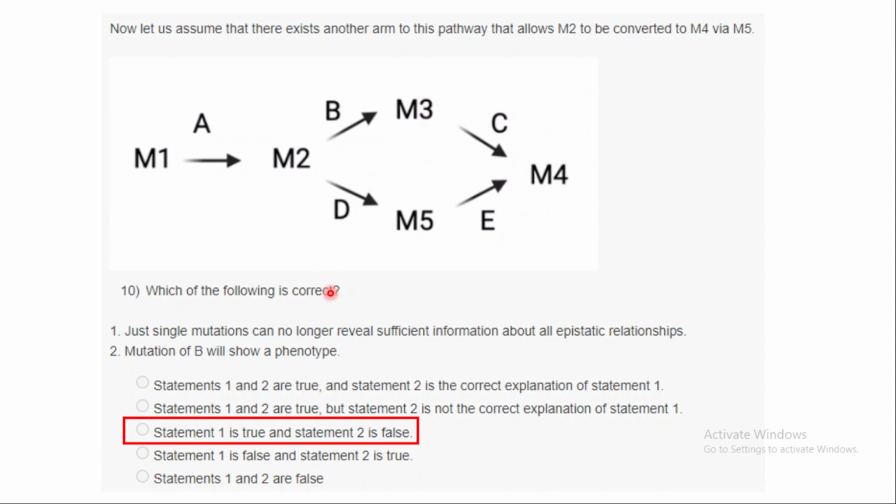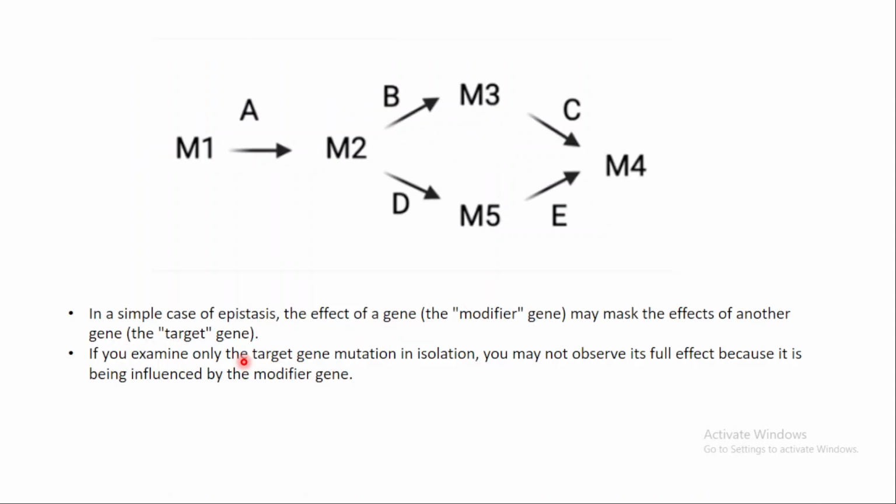So what we have here, just single mutations can no longer reveal sufficient information about all epistatic relationships. This statement is true. Mutation of B will show a phenotype is not true. So for both these statements, we refer to this figure.